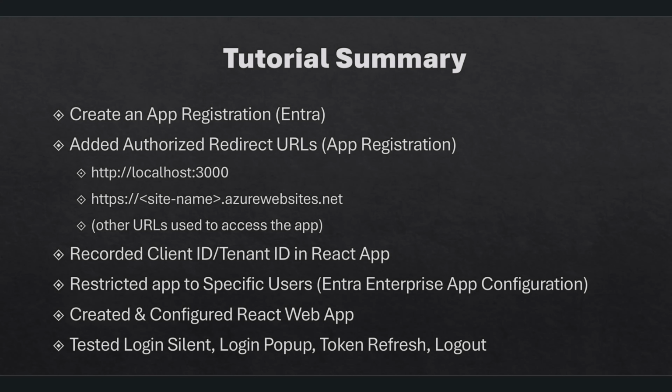Okay, we're done. So let's review what we did. We created an app registration in Entra. We put in the URLs that we'll use for the application. The most important one is the production one, so that whitelists it, so that only applications running on that URL can actually use the registration.